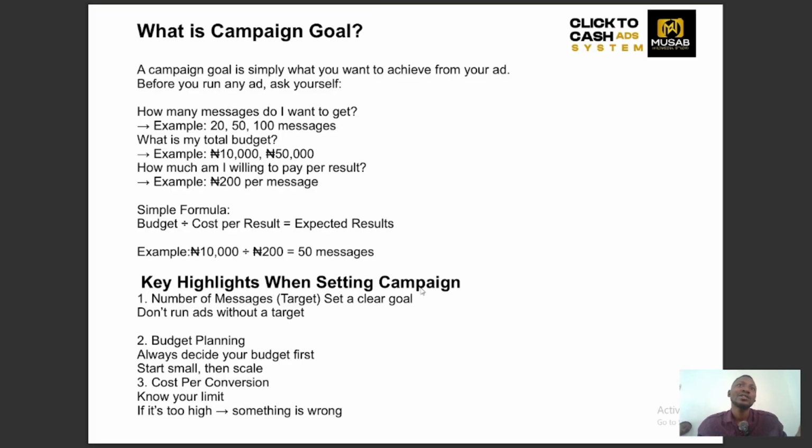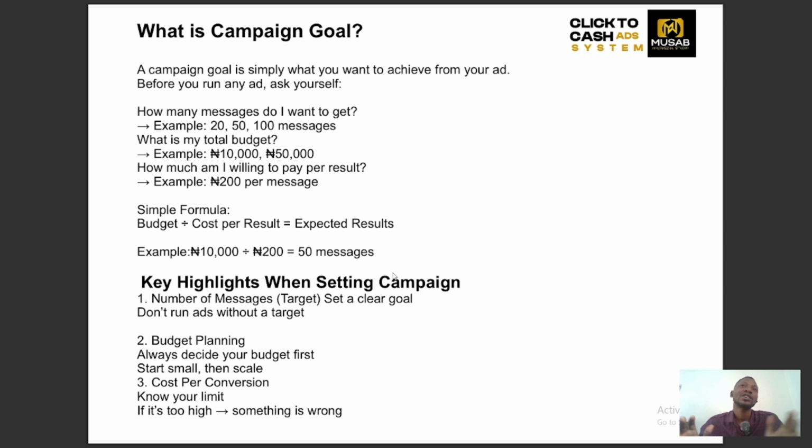So what is a campaign? A campaign goal simply means what you want to achieve from your ad. Before you run any ad, ask yourself. We'll talk about campaign the other time. By now you should understand what a campaign is. We'll explain it. So now we are talking about the campaign goal.